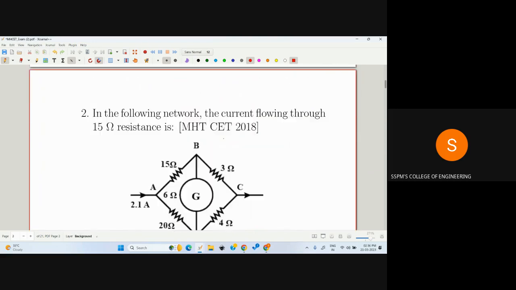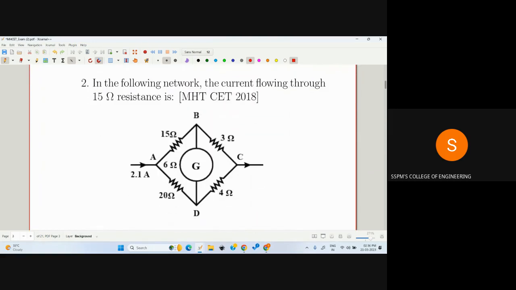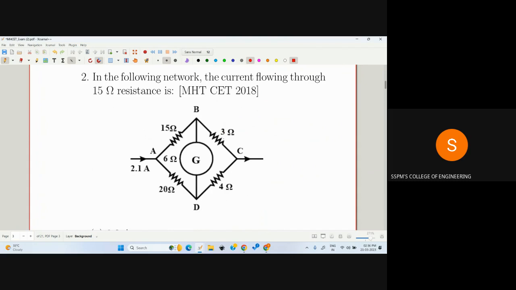Now let's solve the second example. It is also based on the bridge circuit. It's very simple. The example is given as follows. In the following network, the current flowing through the 15 ohm resistance is. So what is the current flowing through the 15 ohm resistance that we have to find? Let's consider the current flowing through the 15 ohm resistance is I.